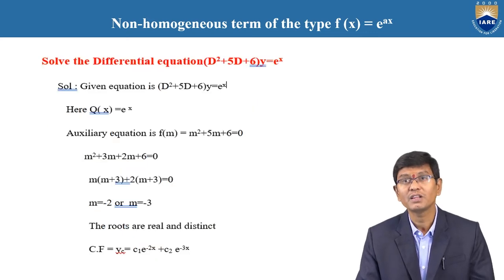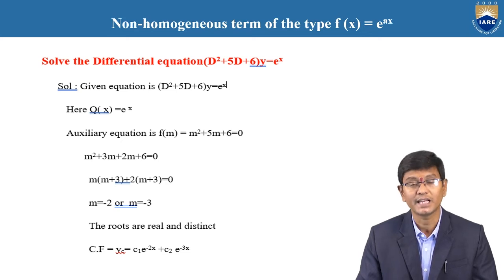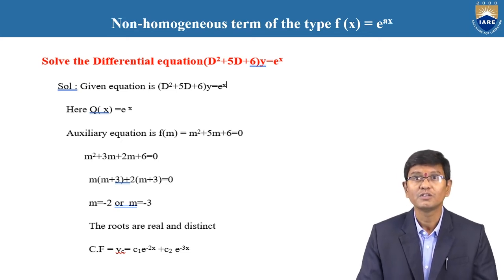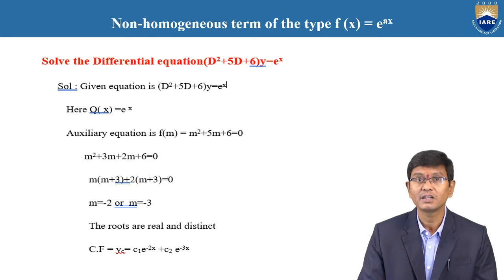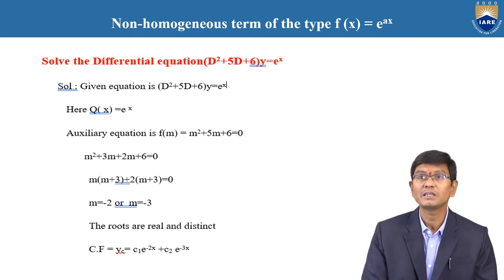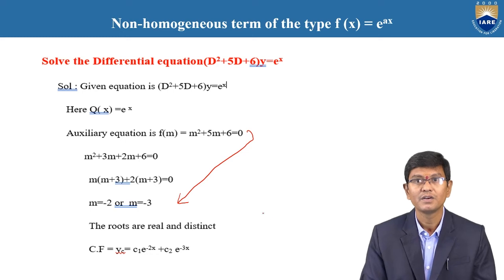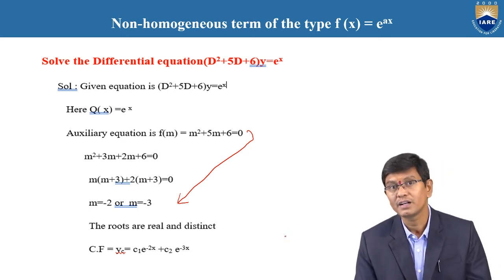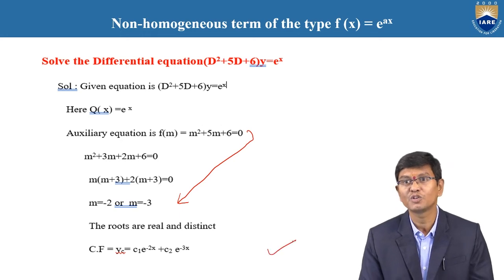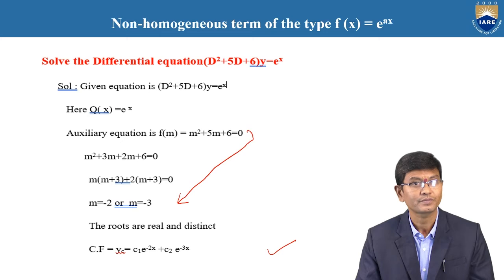Now we need to solve the differential equation (D square plus 5D plus 6) y is equal to e power x. Here also we need to find the auxiliary equation, that is, the complementary function. Replace D with m. By solving, m is equal to minus 2, minus 3. Therefore, the roots are different and real. So yc is equal to c1 into e power minus 2x plus c2 into e power minus 3x.